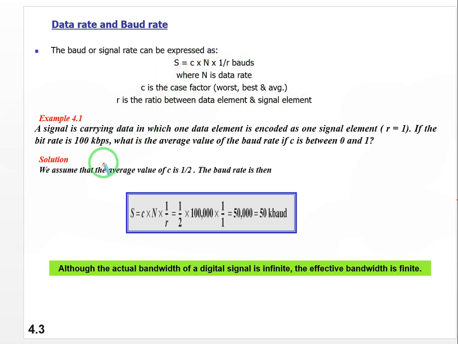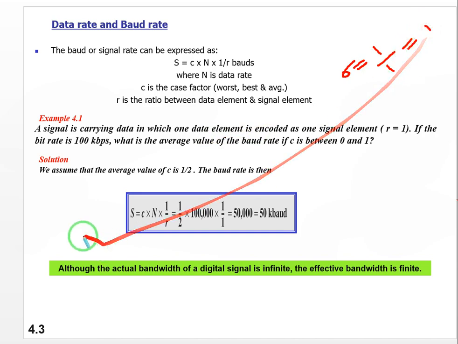So coming to the example: a signal is carrying data in which one data element is encoded as one signal element. So r is equal to 1. What does it say? One data element. r is the ratio of data element to signal element. The data element is 1 and the signal element is 1, so the ratio is 1. If the bit rate is 100 kbps, what is the average value of the baud rate or signal rate?